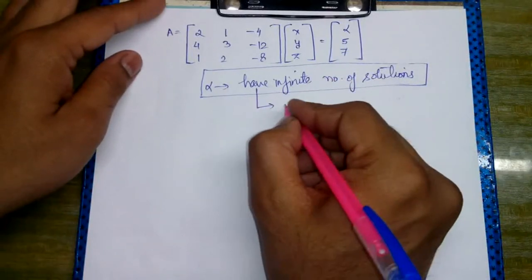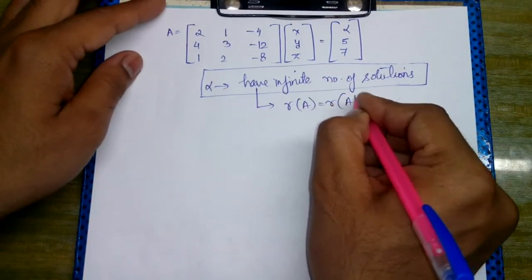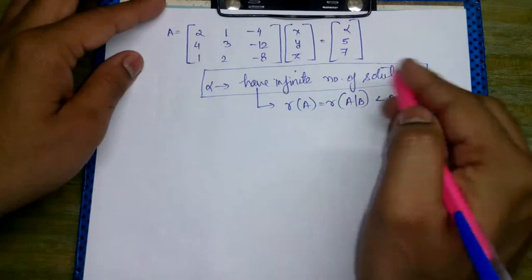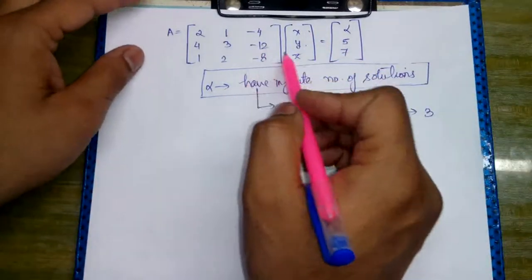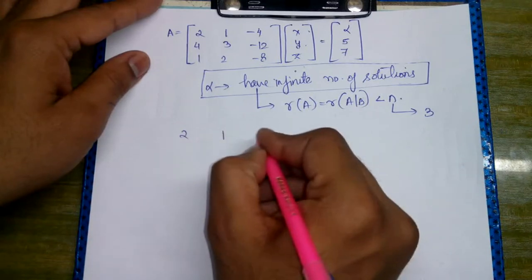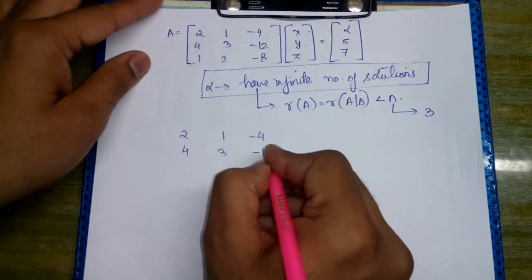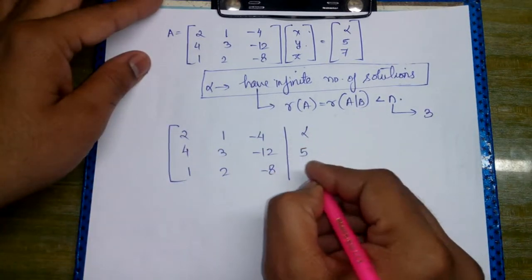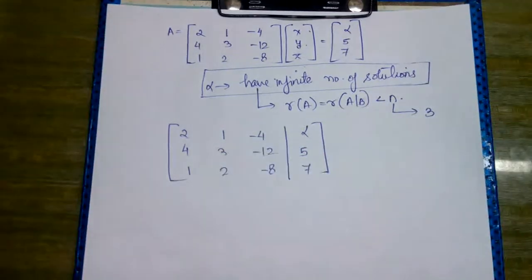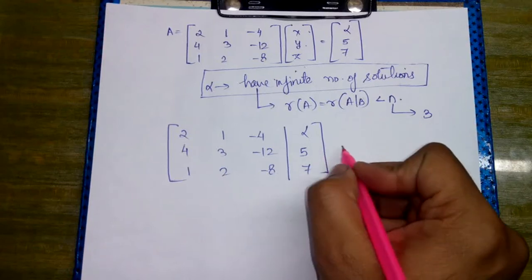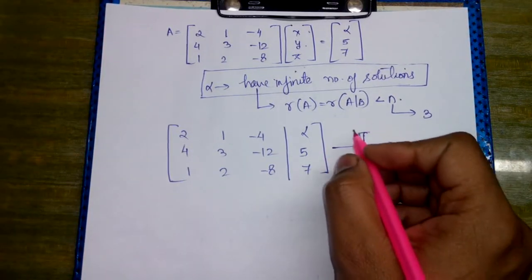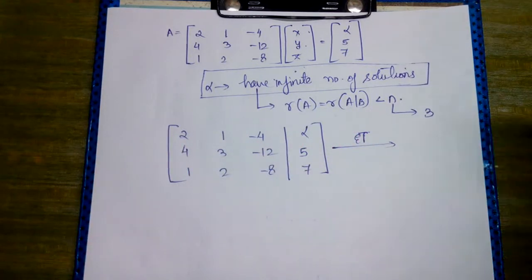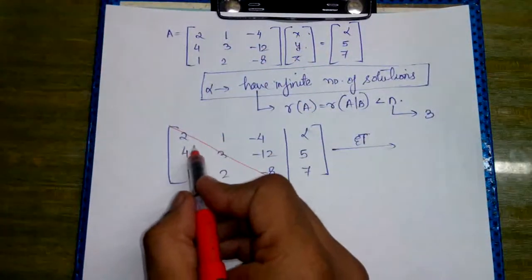For infinite solutions, the rank of A equals the rank of the augmented matrix, and it should be less than n, where n is the number of unknowns, which here is 3, that is x, y and z. So we will now form the augmented matrix: 2, 1, minus 4; 4, 3, minus 12; 1, 2, minus 8; with alpha, 5 and 7. We will apply elementary transformations and try to form the upper triangular matrix, that is, the elements lying below the diagonal should be 0.